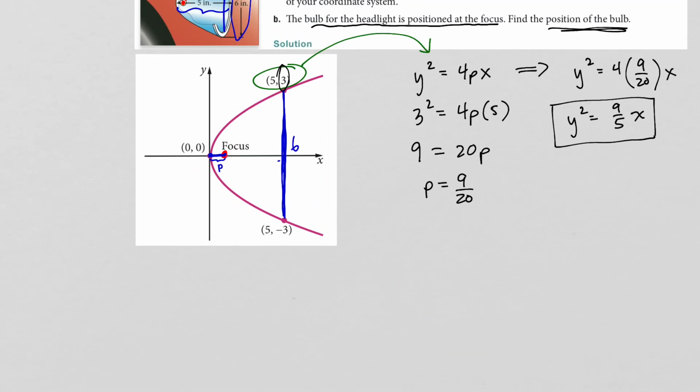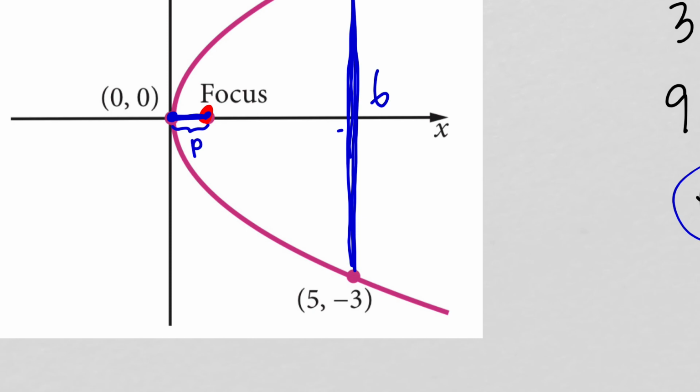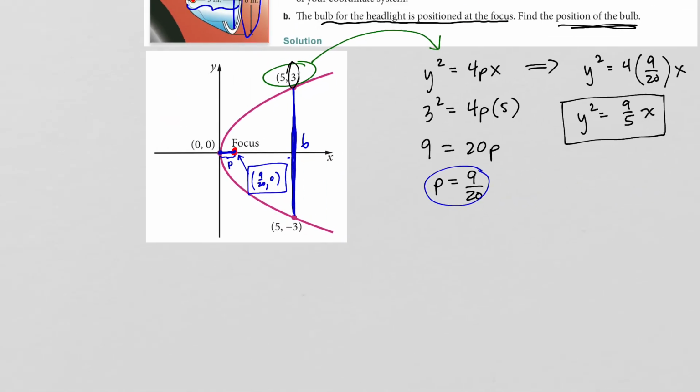But we know what p is. Over here we have p equals 9 over 20. So the position of this focus is the x-coordinate has to be 9 over 20, and the y-coordinate has to be 0. That's the position of the focus.